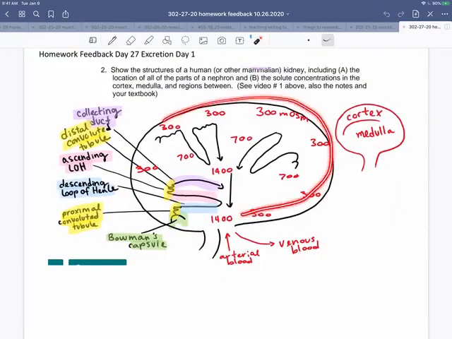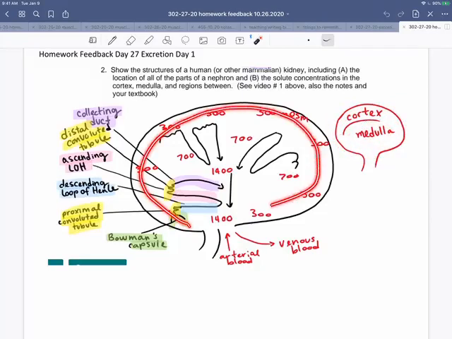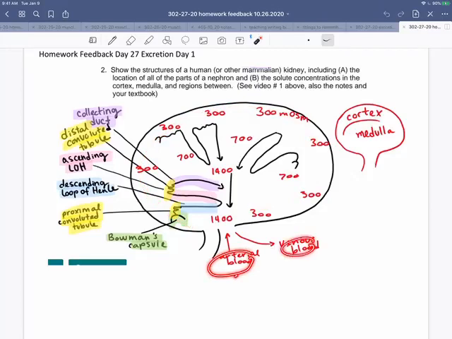Here is a mammalian kidney showing where arterial blood would come in and venous blood leaving. Cortex being this outer region and the medulla being the deeper part in the center. All around the outside is around 300 milliosmoles, the same concentration as arterial blood and venous blood in a mammal. Deep in the medulla, where the collecting ducts would all be going out in the ureter out to the bladder, it gets as high as 1400.